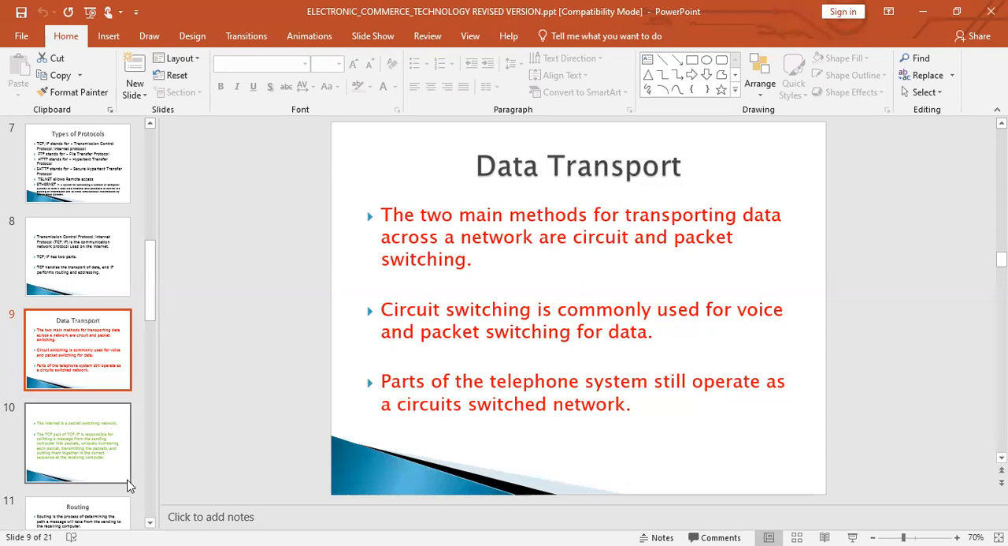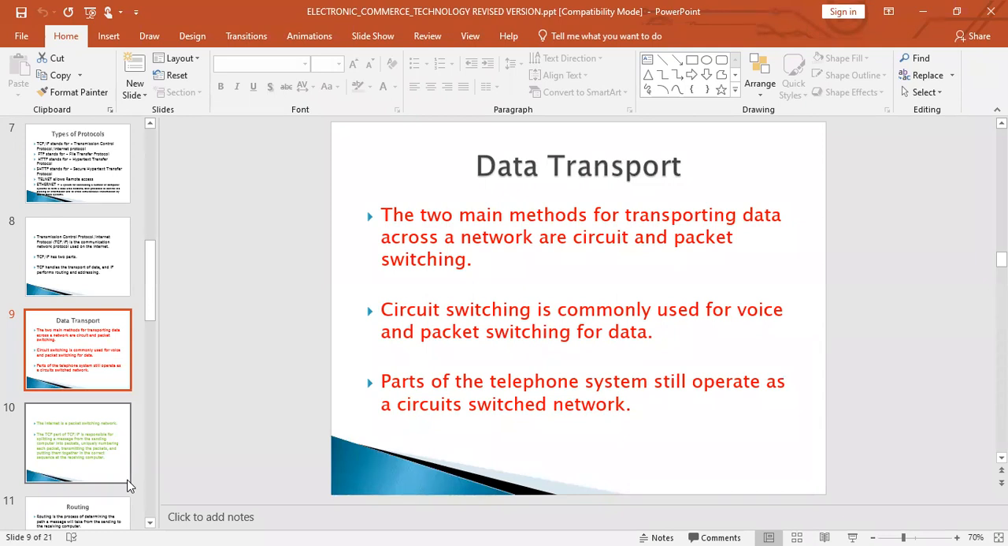The first method is known as circuits. Another name for the circuit method is circuit switching. Circuit switching is commonly used for voice transportation. It is what the telecommunication companies use with telephone calls. If you pick up a phone and place a call to another person somewhere else, how your voice is carried from your end to the other person's end is by the help of circuit switching.